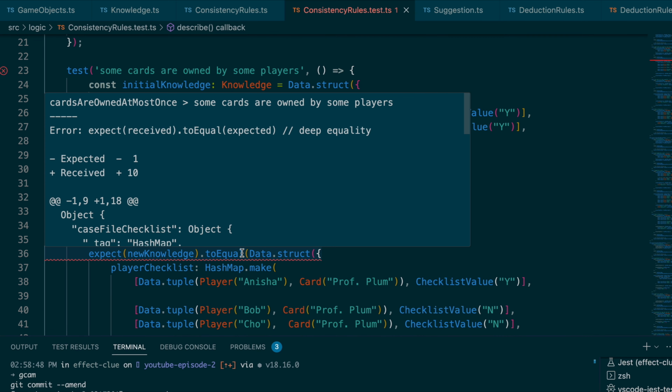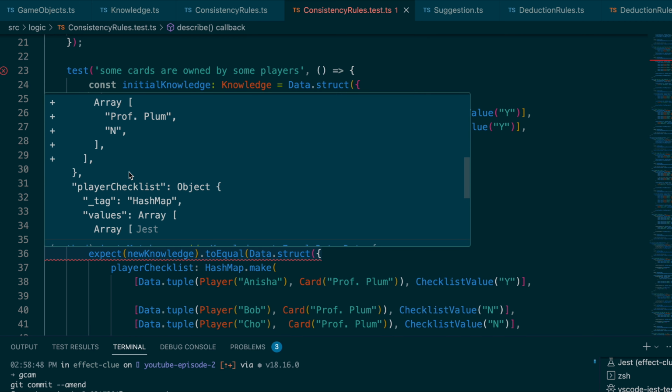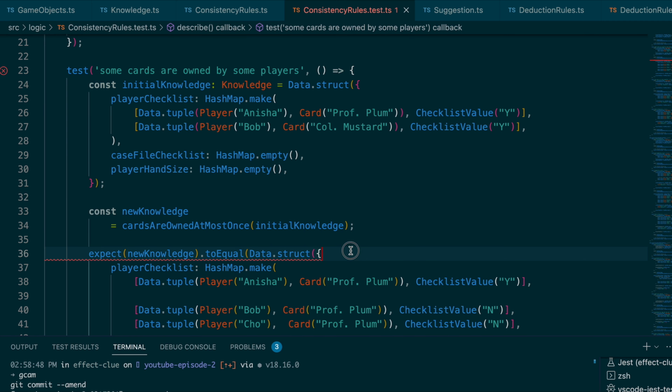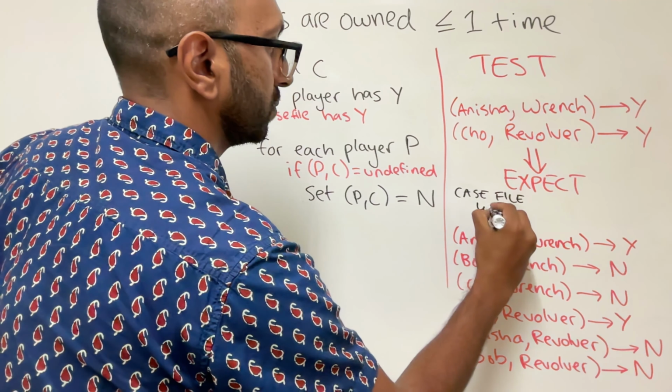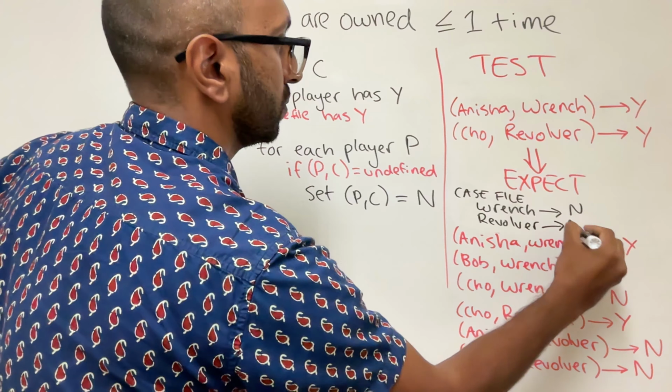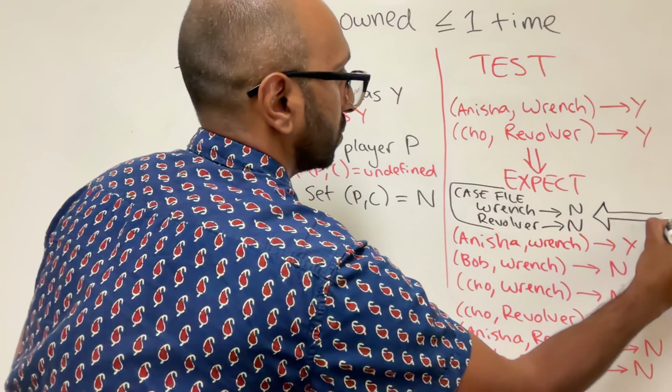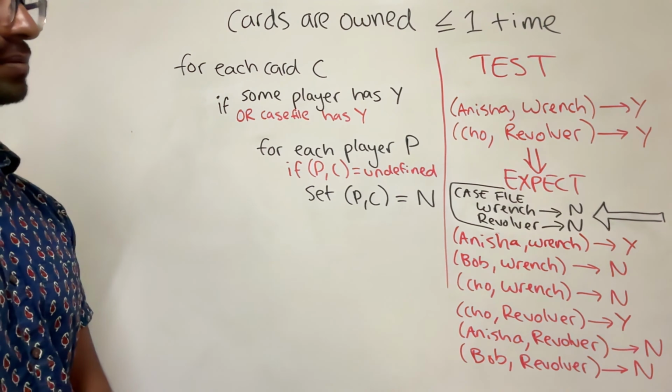Let's check the first test. Uh-oh, I see some squiggles. Yes. The test failed. We did not get the knowledge back that we expected. But why is that? Didn't we fix this already? This time it's because we wrote the test wrong. We should have actually learned stuff about the checklist, that the wrench and the revolver are not in there. So let's fix this test.